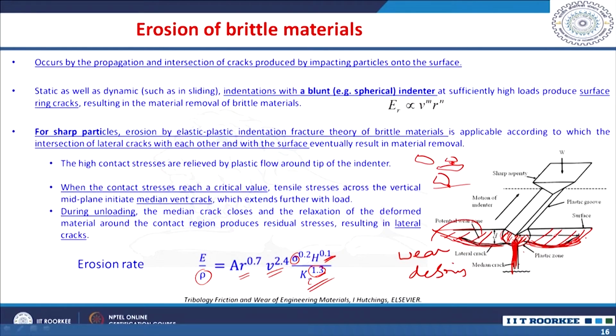So, the erosion rate can be estimated, A is a constant, by this formula. There are certain similar formulae actually developed based on the experimental results, but what we can note down here is the erosion rate is dependent on the particle size, particle velocity, the particle density, the hardness of the material being eroded and the fracture toughness of the material being eroded.